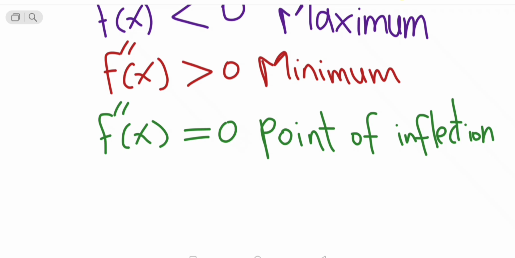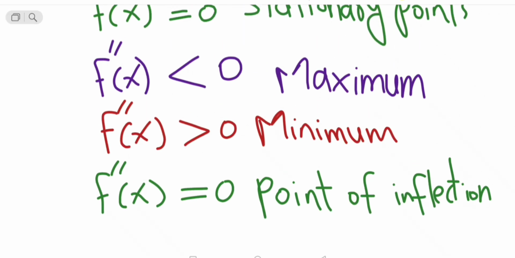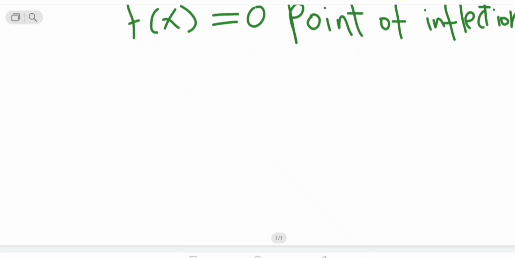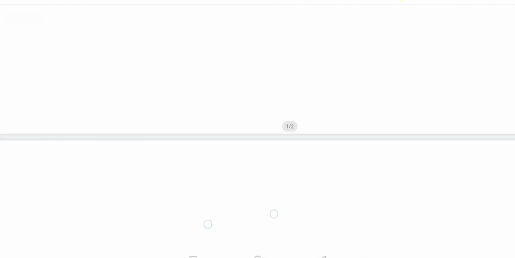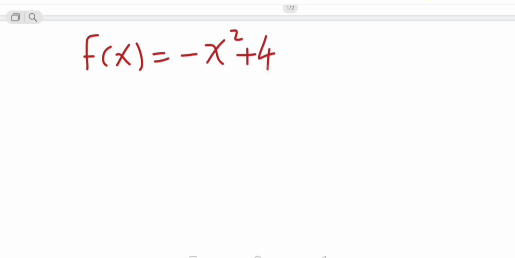We will solve one example each for maximum, minimum and point of inflection to understand this concept clearly. Okay, the first question: f of x equals minus x square plus 4x. So what is the first step to find the stationary point?